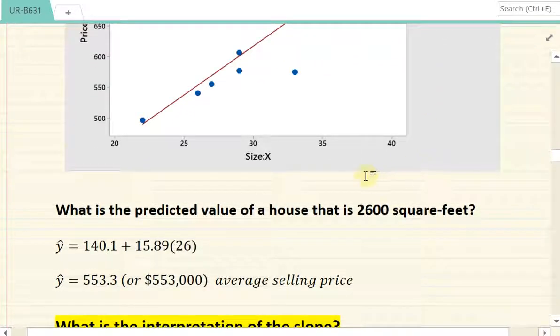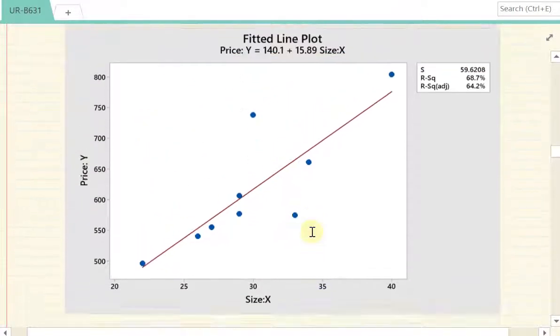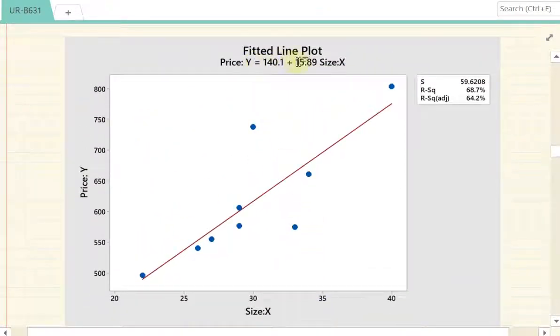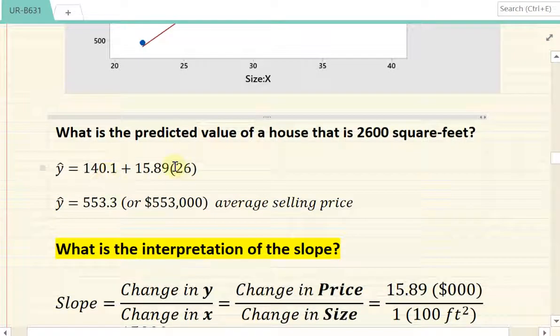So, what is the predicted value of a house that's 2,600 square feet? Remember, that's what we want to find out. And remember, the regression equation is actually right up here, 140.1 plus 15.89 times size x. And there you go. I just went ahead and put 26 in there, and if I did the math right, our predicted value is about $553,000.